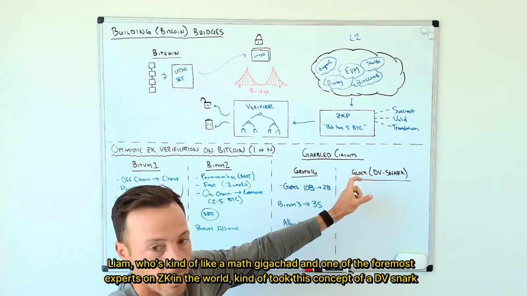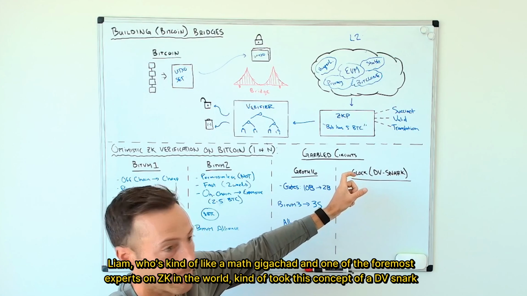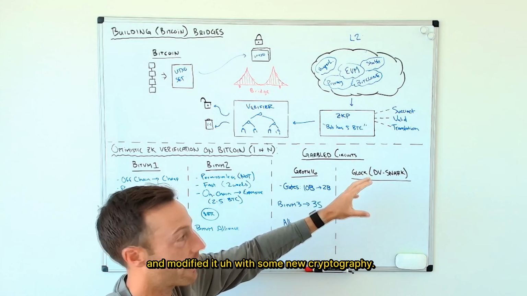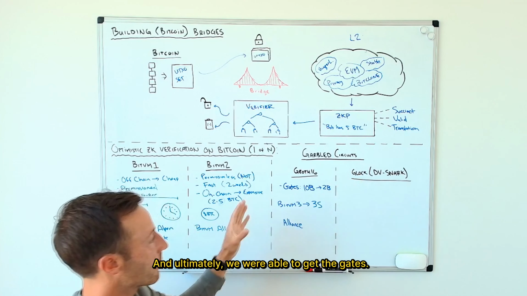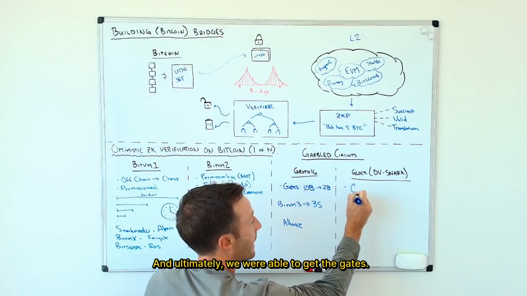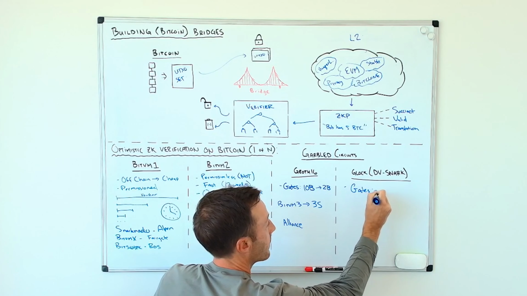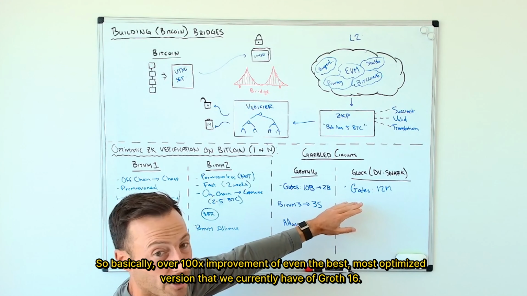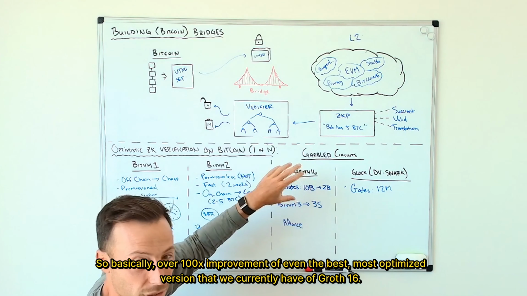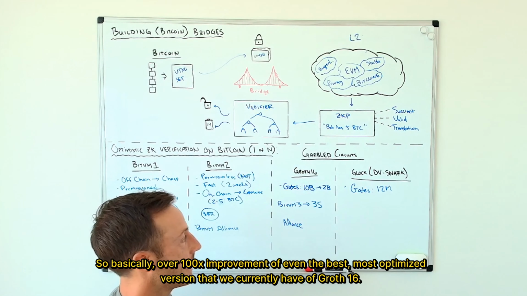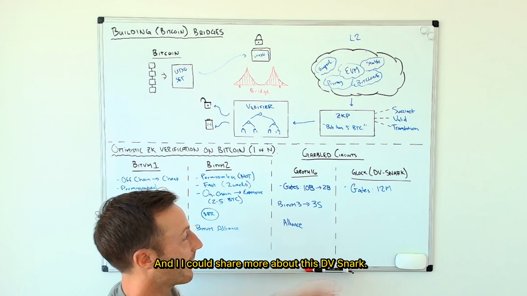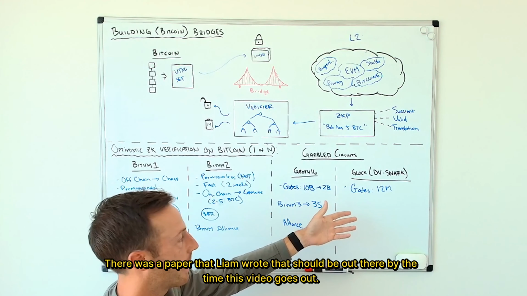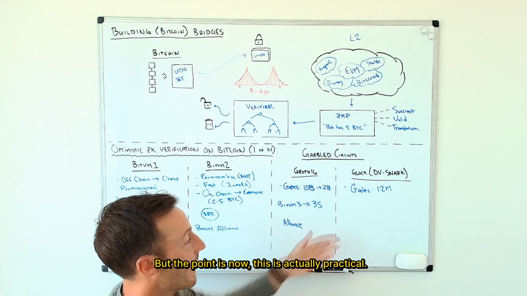If we're fine with that trade-off, then we can introduce this DV snark. And Liam, who's a math gigachad and one of the foremost experts on ZK in the world, took this concept of a DV snark and modified it with some new cryptography. Ultimately, we were able to get the gates down to 12 million, so over a 100x improvement over even the best, most optimized version that we currently have of Groth 16. There is a paper that Liam wrote that should be out by the time this video goes out. But the point is, now this is actually practical.